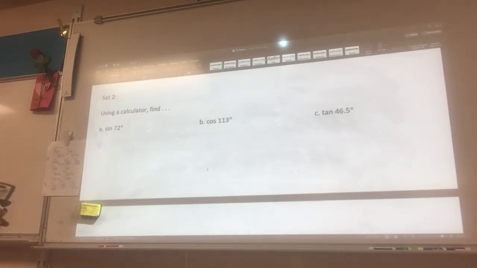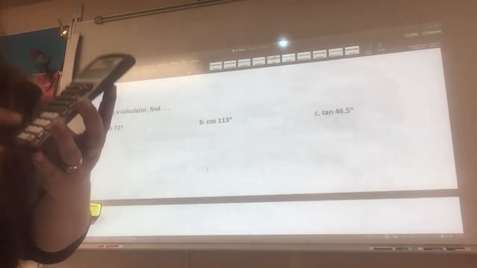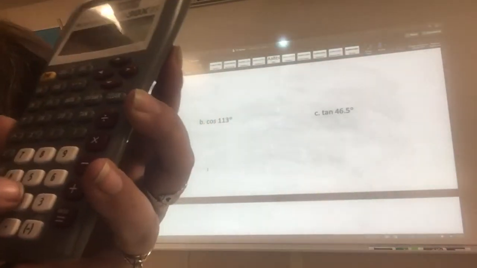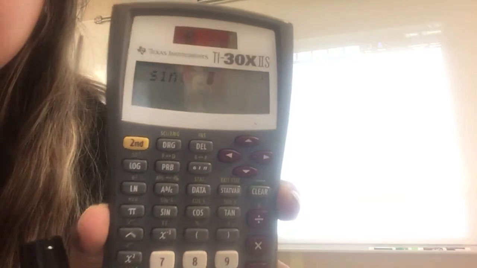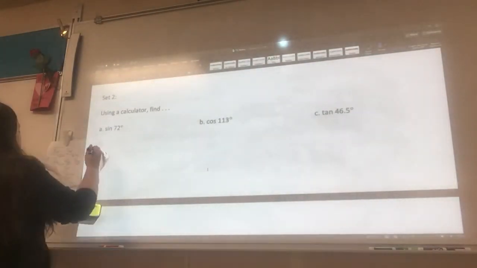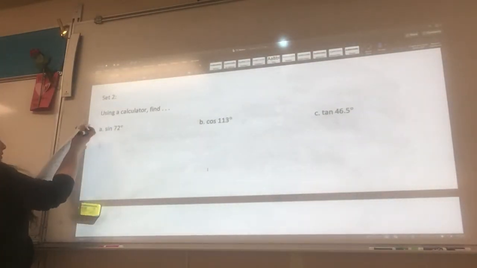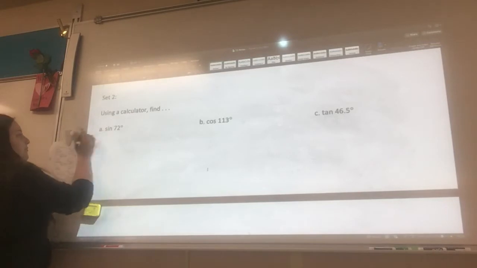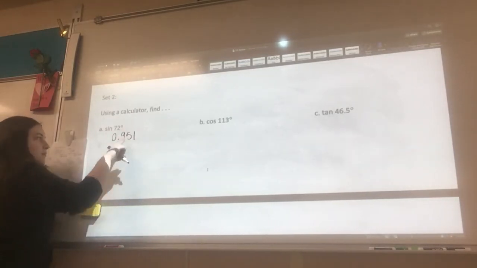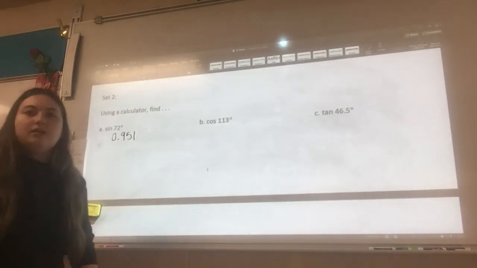So what you're doing here is you're putting in exactly what it says. On A, all you have to do is go to sine, and then you're going to plug in 72. Once you've plugged in sine 72, you press enter, and you're going to get a bunch of decimals. These are approximations, and I would like you to make sure you go to at least 3. So this one is approximately 0.951. This is all you have to do with this one.